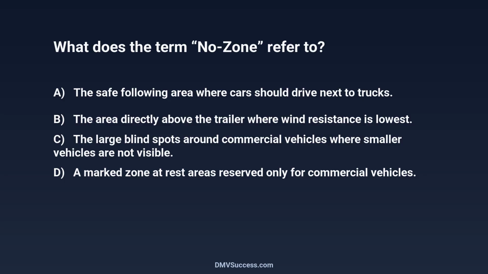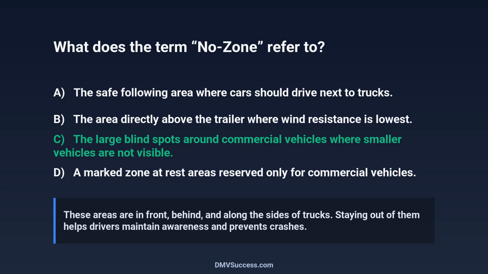What does the term no zone refer to? A. The safe following area where cars should drive next to trucks. B. The area directly above the trailer where wind resistance is lowest. C. The large blind spots around commercial vehicles where smaller vehicles are not visible. D. A marked zone at rest areas reserved only for commercial vehicles.